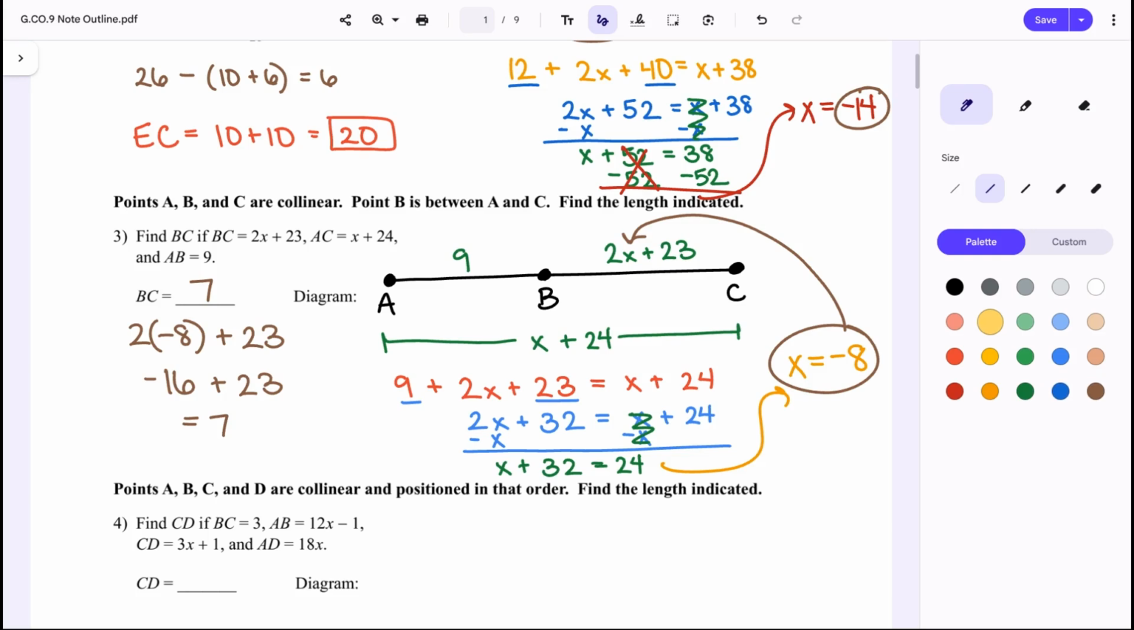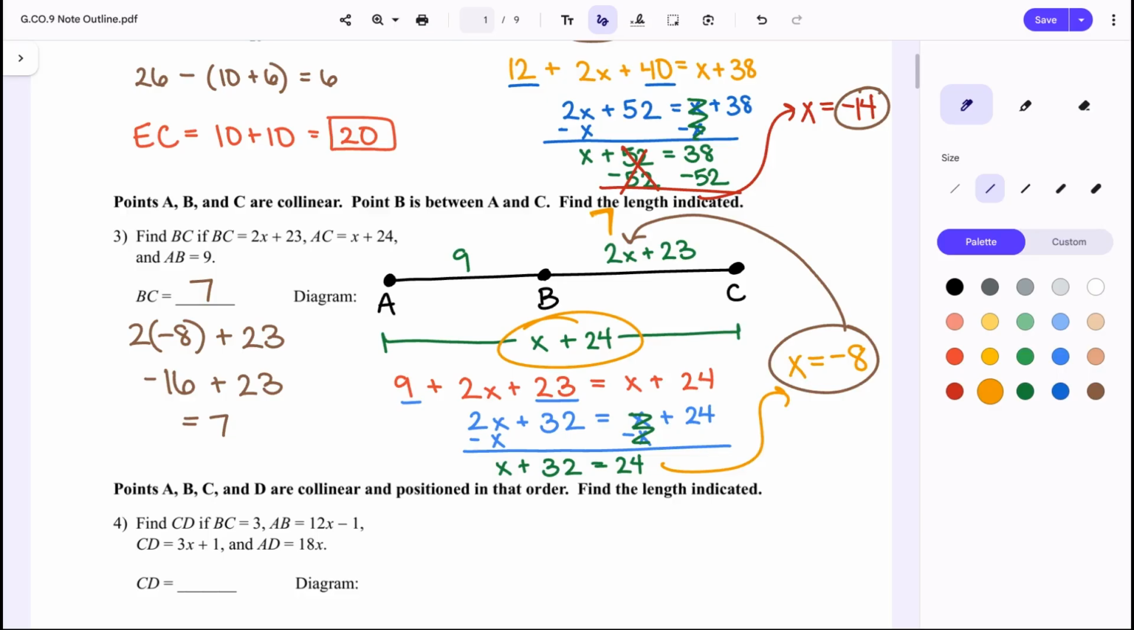Okay, so you know AB is 9, right? BC, we just found that to be 7. Okay, what's 9 plus 7? Yeah, 16. Okay, so now come down here. If I plug in -8 to the x here, what's -8 plus 24? Should also be 16, right?